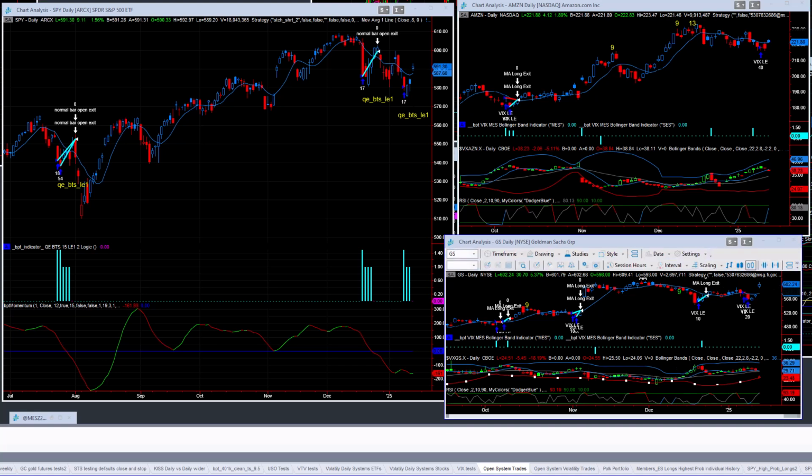Okay. Again, we'll see how today unfolds. Nice move in the market, but it is pulling back off that resistance area.